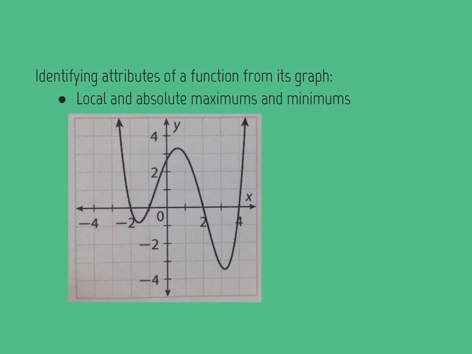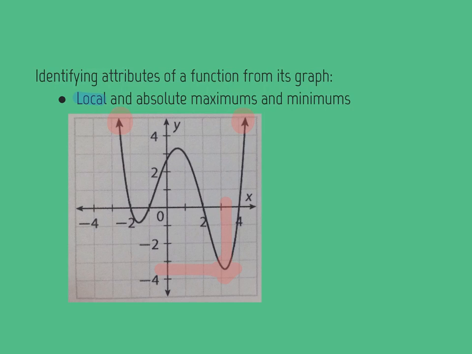All right, another attribute we talk about, local and then absolute maximums and minimums. So when we have a graph that has a bunch of turns, we have absolute maximums and absolute minimums, and we're talking about the tops and bottoms. In this particular one, if you notice, it's going up forever, so our absolute maximum is infinity. It does have an absolute minimum, a lowest y value, and that would be whatever that ordered pair is. Looks like about 3.2 and negative 3.5.